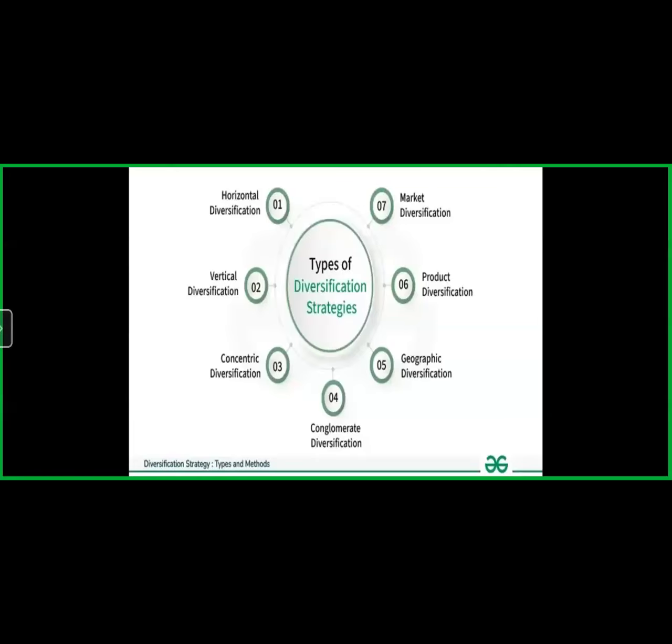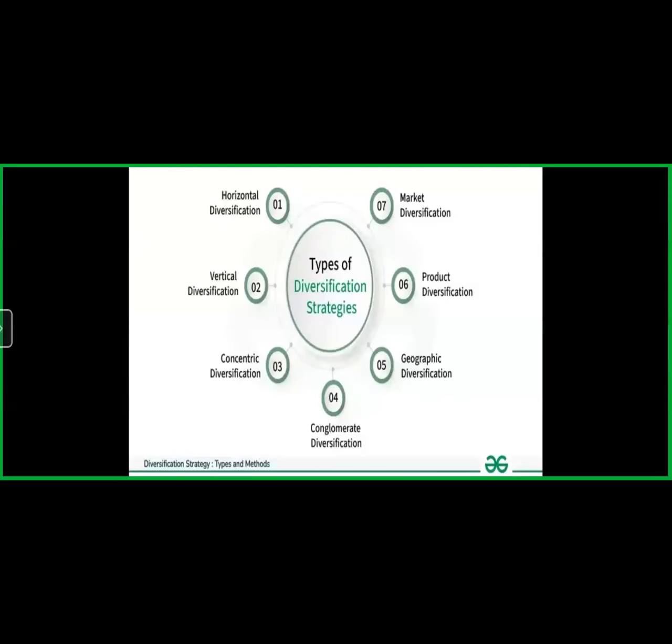Now the third one is called concentric diversification. Concentric diversification is when the company expands its business by adding new products or services that are closely related to its existing products, which are very closely related to the existing product. Now, for example, if we take the example of Amul, they are into, say, dairy products, we all are aware.